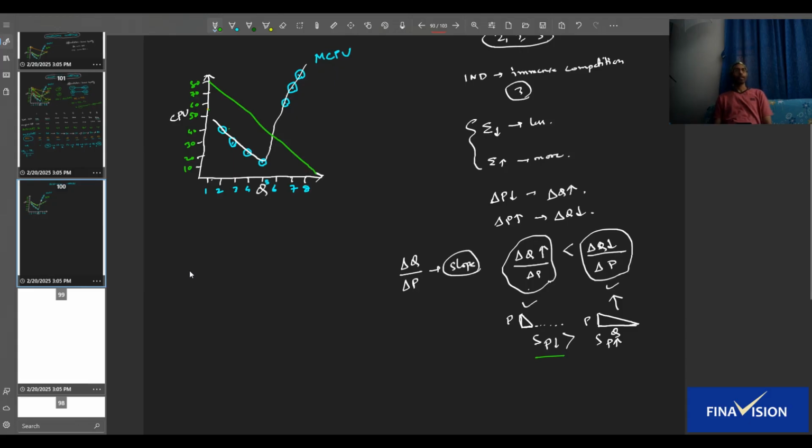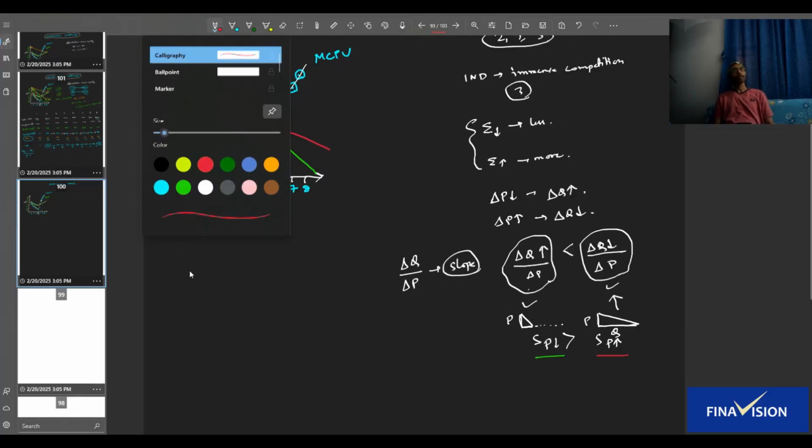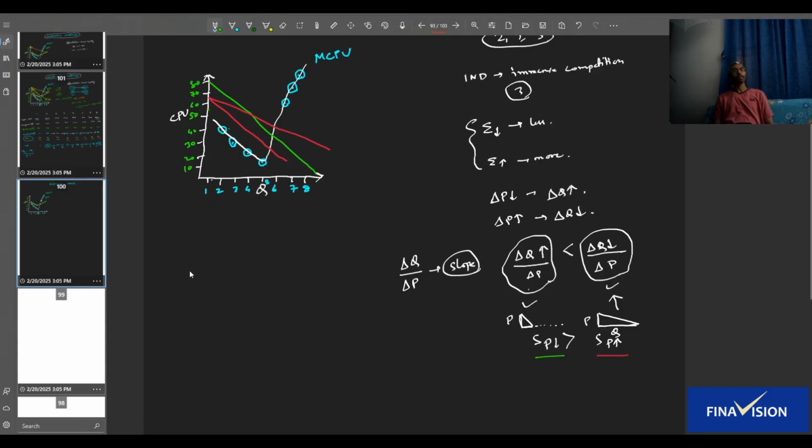And the price increase demand curve will be flatter. This one will be flatter. So this will look something like this. And naturally, the marginal revenues with respect to increase and decrease will be like this. This is the marginal revenue line with respect to price increase, and this is the marginal revenue line with respect to price decrease.